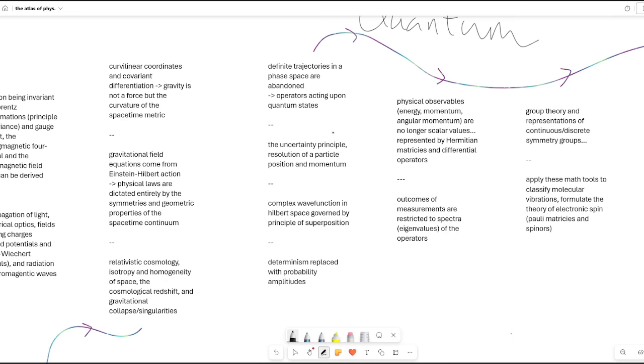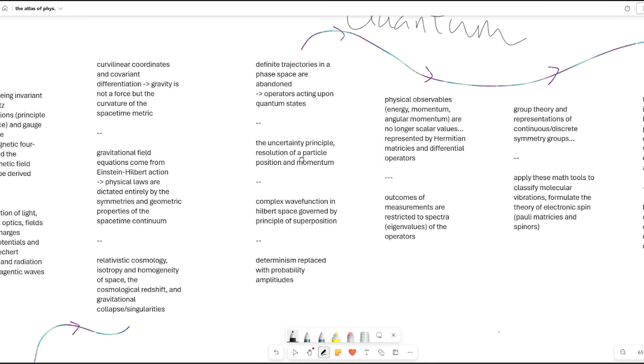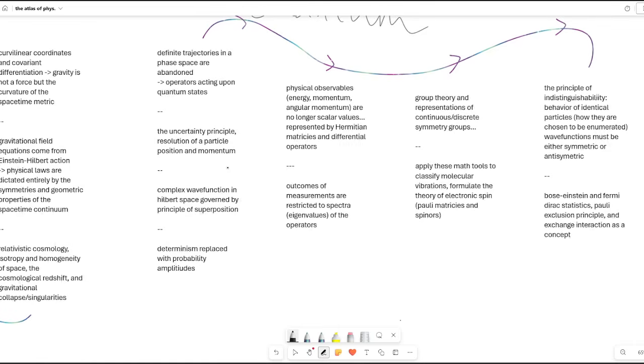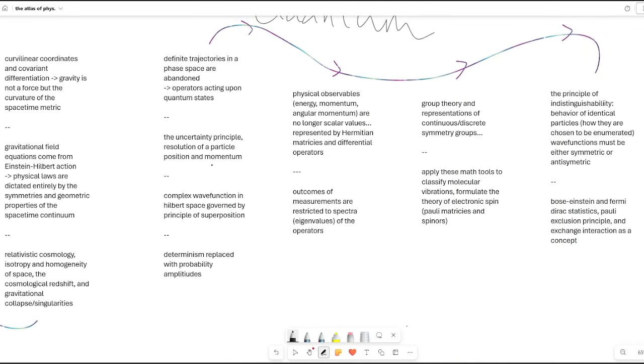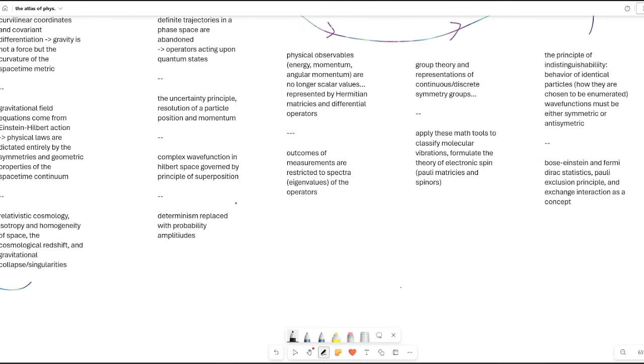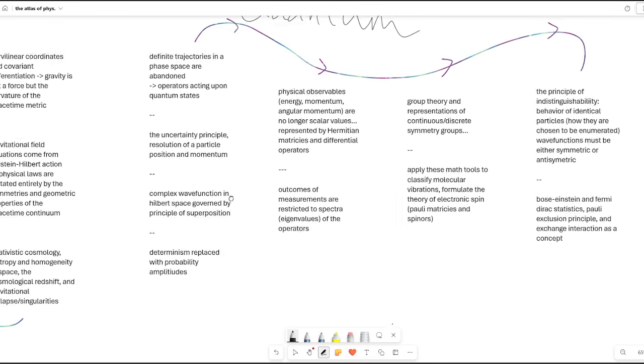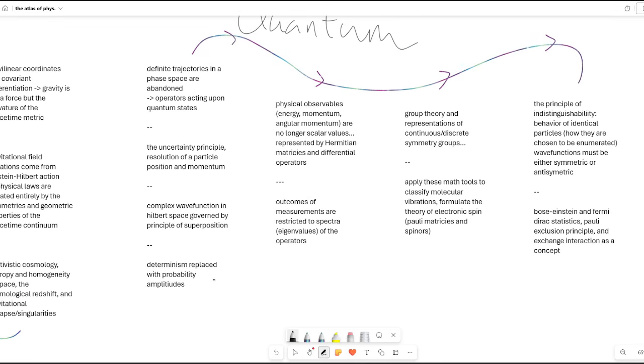So it's more fundamental to think about operators acting upon quantum states. So the uncertainty principle is just the resolution of the position and momentum in phase space, given that there's a cap on uncertainty. And the complex wave function in Hilbert space is going to be governed by superposition, and determinism is going to be replaced with probability amplitudes.